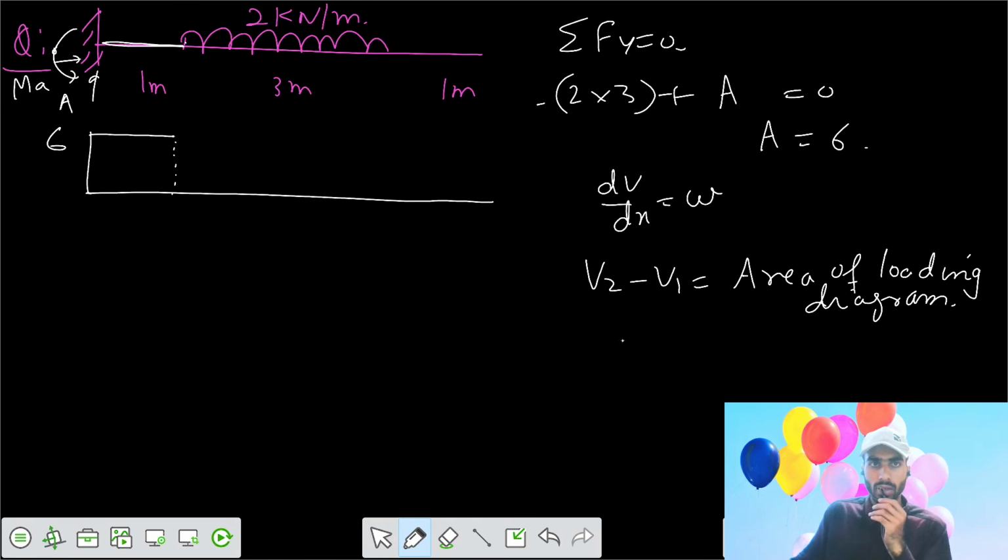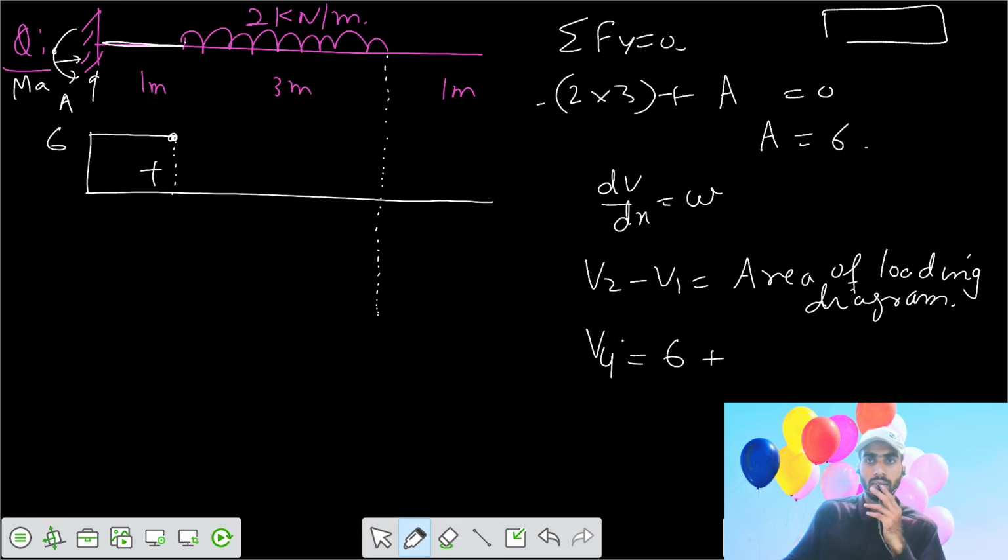So next critical point. Once you got the one critical point, your next critical point is where the UDL ends. We want to calculate the shear force at that point. Say V at 4 meter. We say that V at 4 meter equals the shear force at 1 meter, which was 6, plus the area of the loading diagram. That loading diagram is this one.